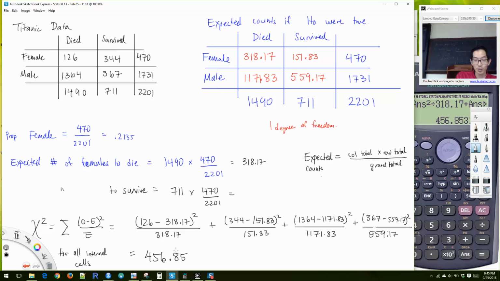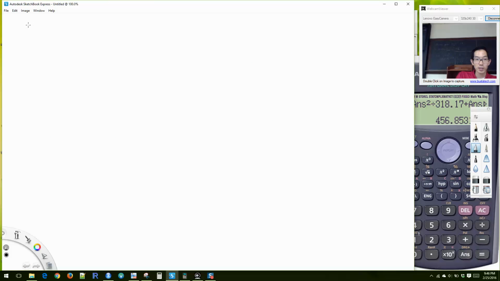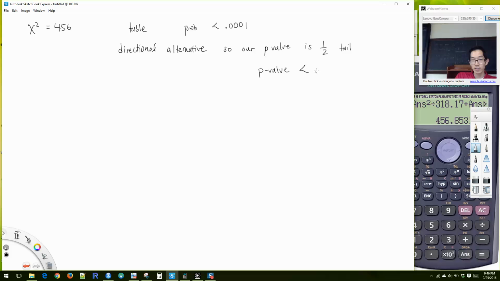We're at 456. So our chi-squared is equal to 456. From the table, we know that the probability is less than 0.0001, which is what we have here. And in fact, we have a directional alternative, so our p-value is even half of that, half of our tail. So our p-value is less than 0.00005.